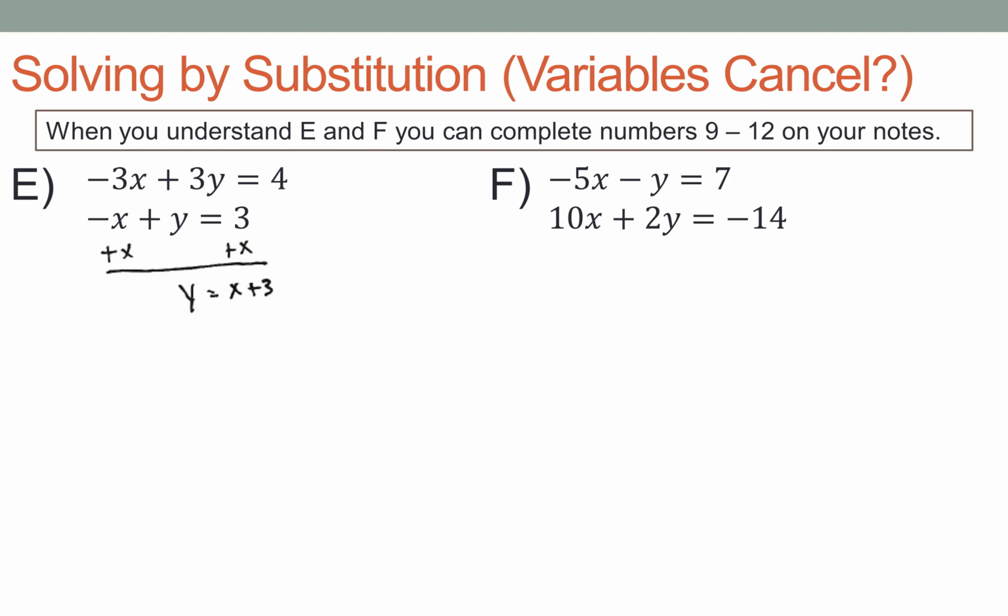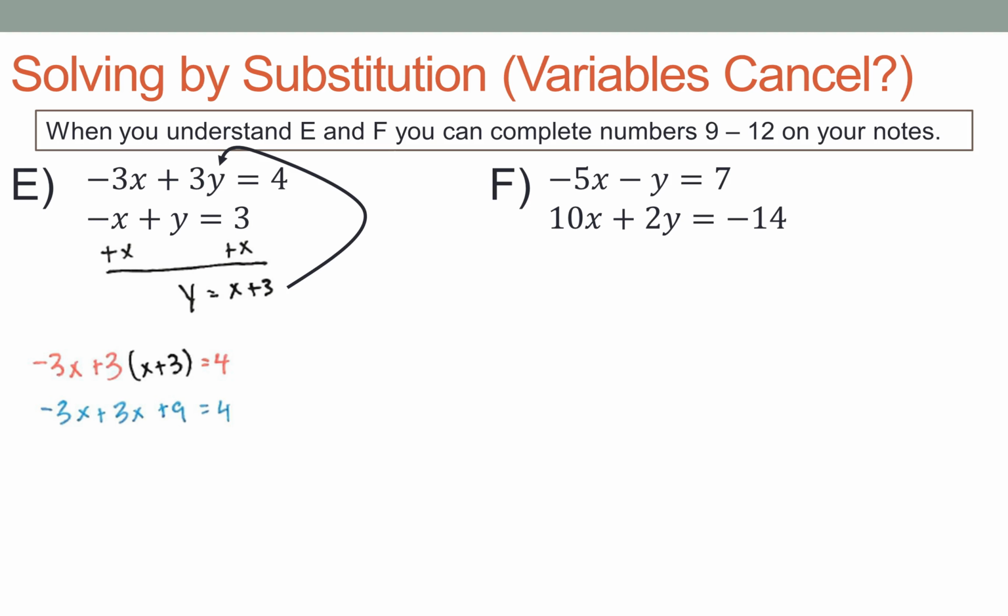Okay. So if I know what y is equal to, I can pop it into the first equation. So instead of saying negative 3x plus 3 times y, I have negative 3x plus 3 times, open parentheses, x plus 3, close parentheses, equals 4. All right, so let's distribute that 3. Kaboom. So now I have negative 3x plus 9 equals 4.